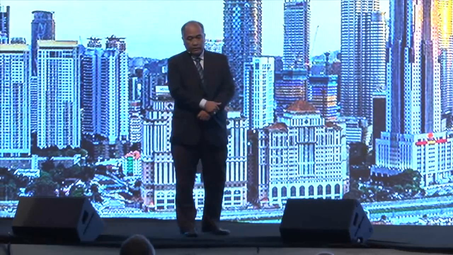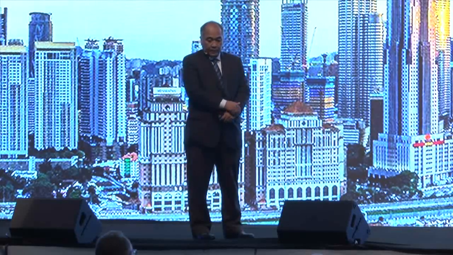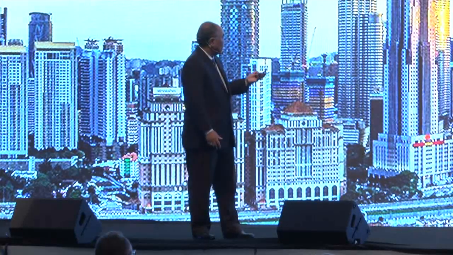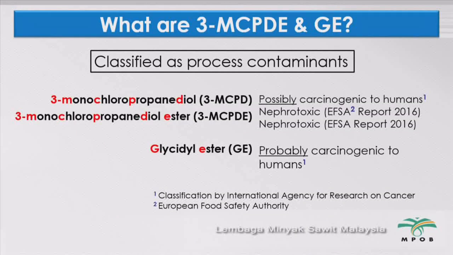Well, what is 3-MCPD-E? It is esters, and GE. What are 3-MCPD and GE? So look at the terminology here. 3-MCPD is monochloropropanediol, very mouthful, right? And such as well, 3-MCPD esters, that is 3-MCPD, this is 3-MCPD-E. And then glycidyl ester is, okay, now, look at here.